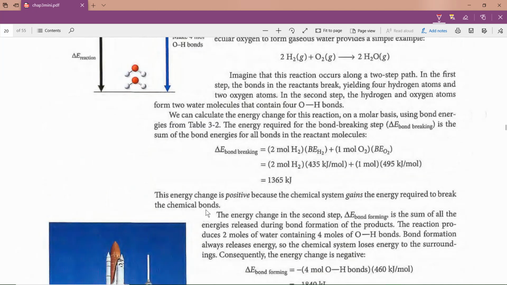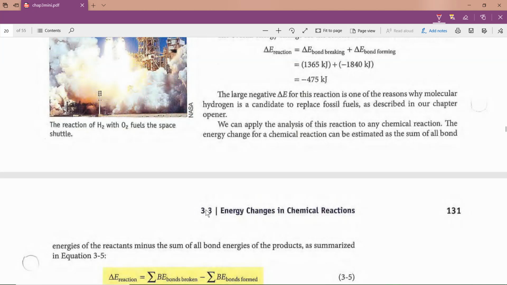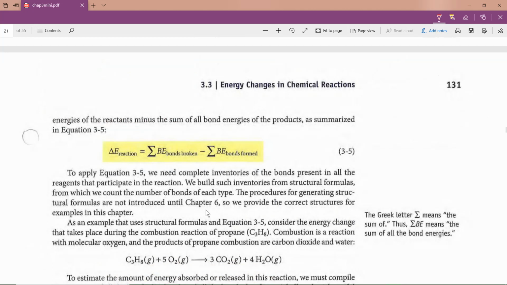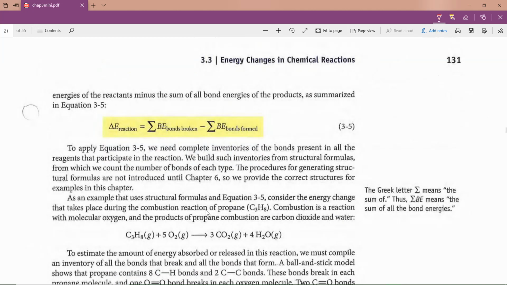So let's just jump straight into the equation. There's a big buildup here, but if we want to get delta E reaction given these bond energies, here is the important equation. So again, you can read the buildup, but this is what it is.